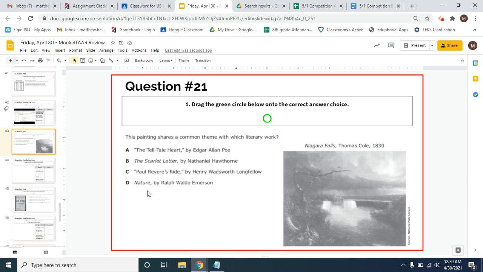So even if you don't know what this literary work is, just the fact that it's titled Nature and then we've got this painting here, you can pretty easily make that connection, right? Where this person, Ralph Waldo Emerson, is talking about nature, talking about the beauty of nature. And in a similar way, this painting is done to capture the beauty of nature. So D would be correct here.